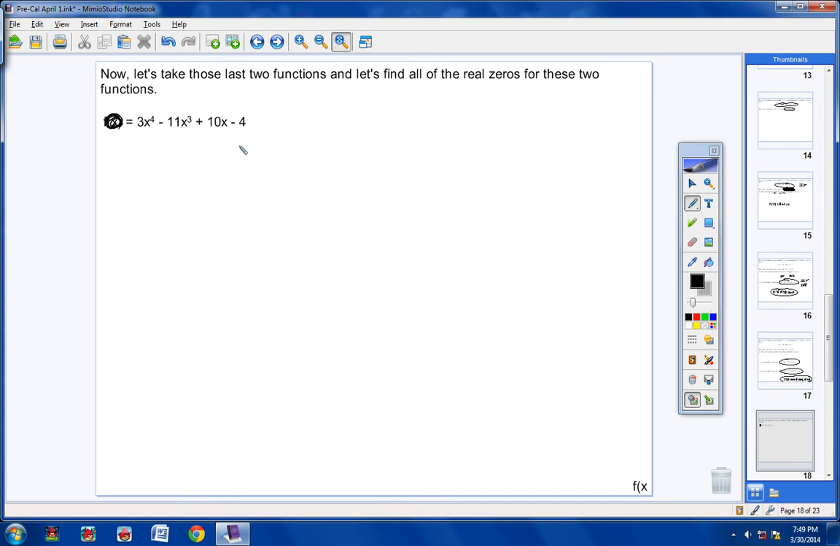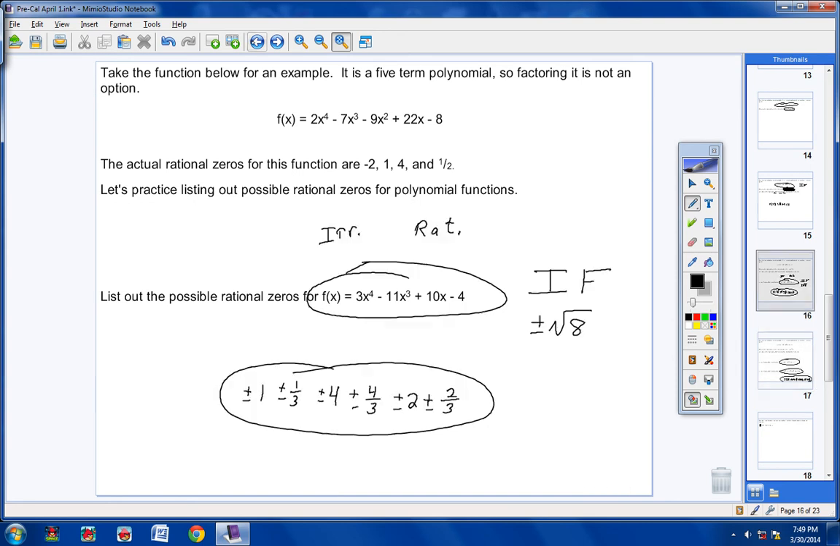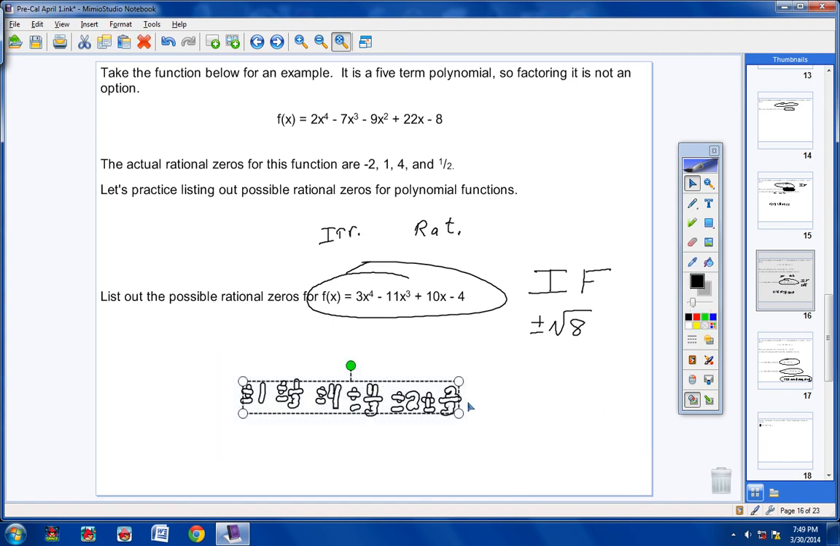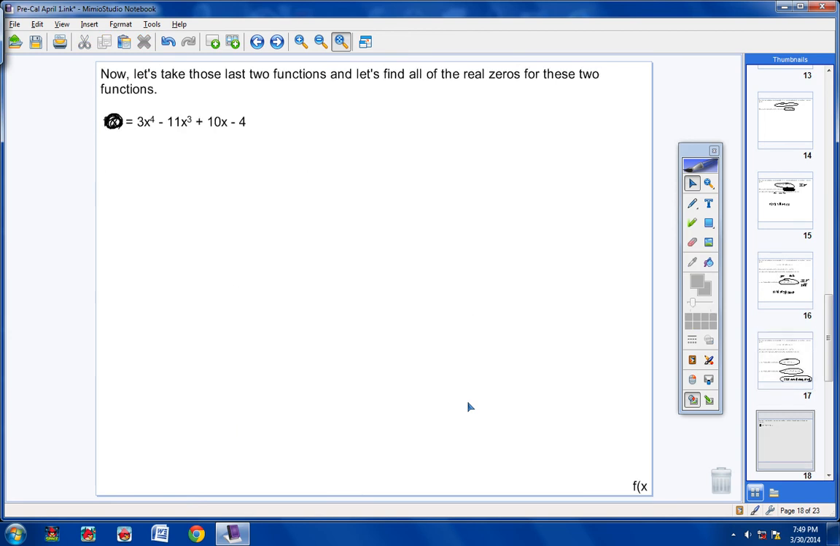So the next thing we do is we list out all of our possible rational zeros, right? I mean, if we can't factor it, we've got to start testing numbers to see what we get. So here are the possible rational zeros right here. Remember, I already found them. If you're taking really good notes, you should have a record of those already.